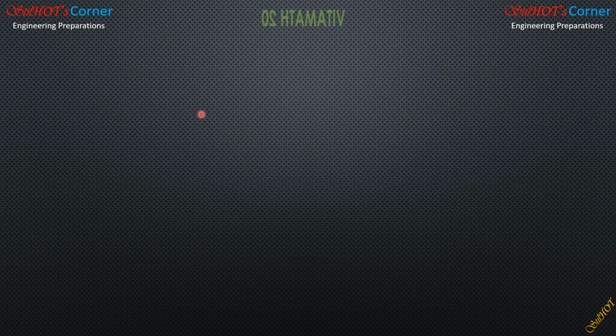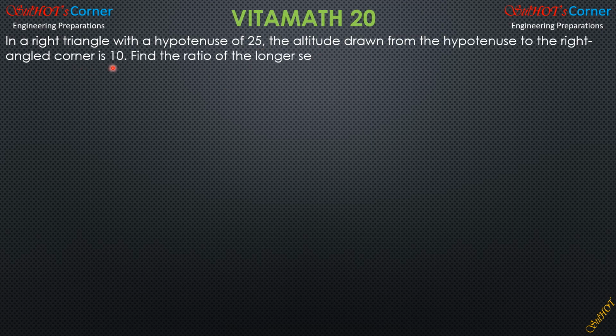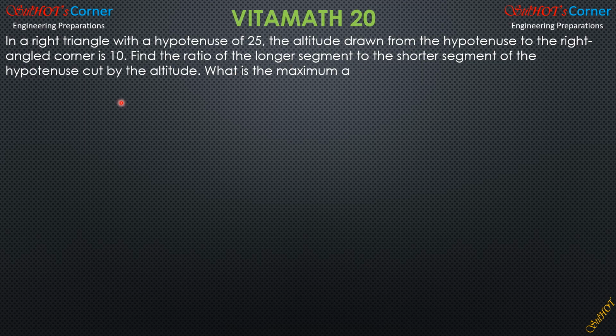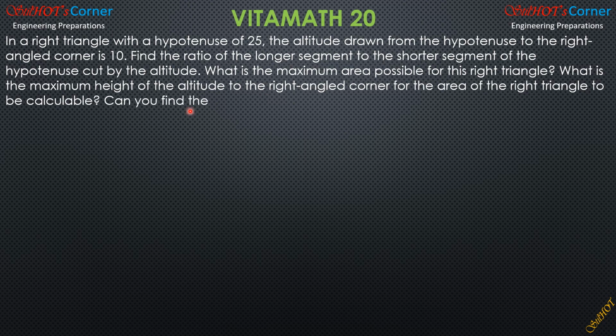Vitamath 20, here is the problem. In a right triangle with a hypotenuse of 25, the altitude drawn from the hypotenuse to the right angled corner is 10 units. Find the ratio of the longer segment to the shorter segment of the hypotenuse cut by the altitude. What is the maximum area possible for this right triangle? What is the maximum height of the altitude to the right angled corner for the area of the right triangle to be calculable? Can you find the area of the right triangle if the length of the altitude is 13 units? So those are the questions out of this problem.